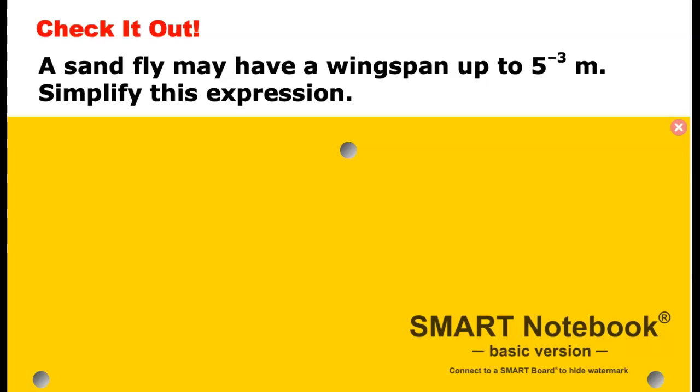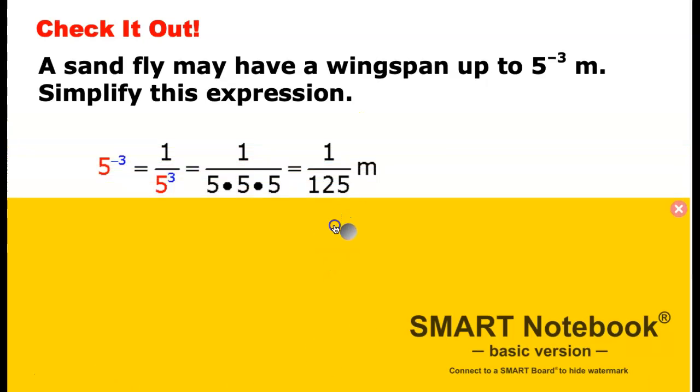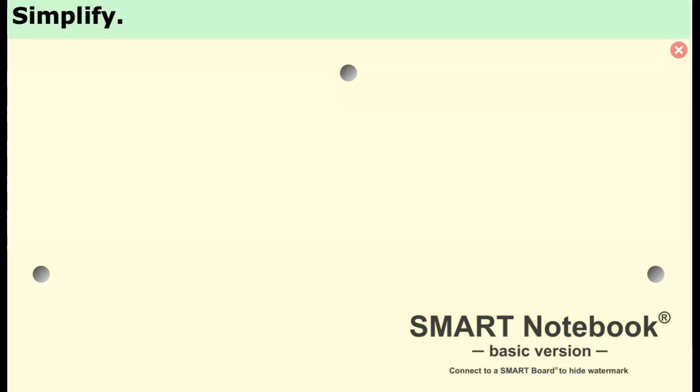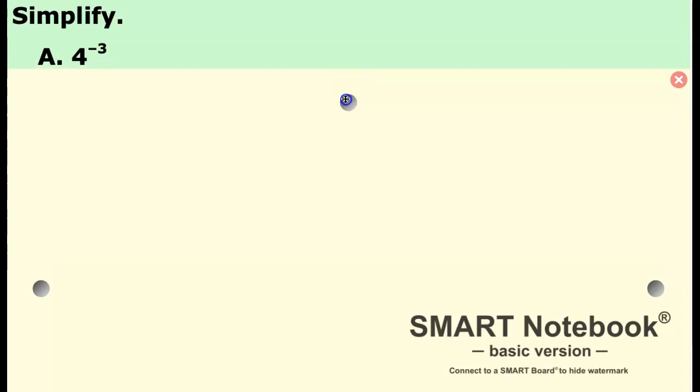A sandfly might have a wingspan up to 5 to the negative 3rd meters. I want to simplify this expression. Well, 5 to the negative 3rd. Again, move it to the opposite location and make the sign of the exponent positive. This means 5 times 5 times 5, which is 1 over 125. You try.